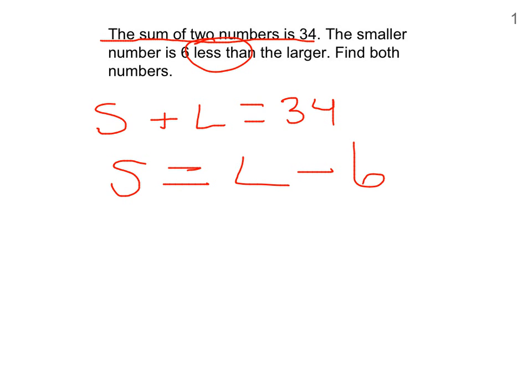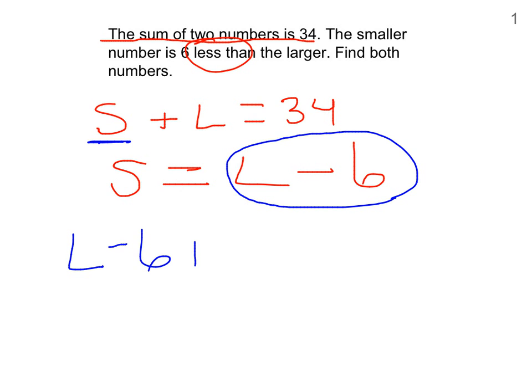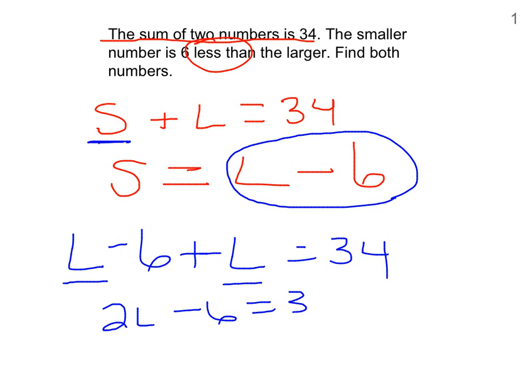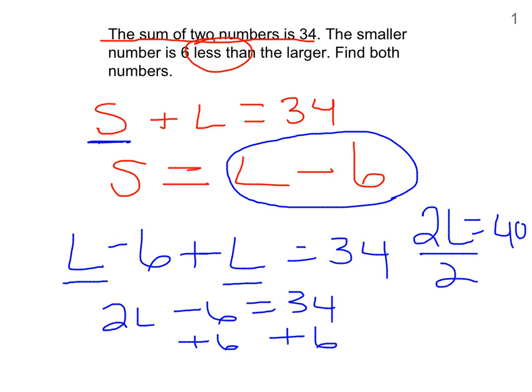And now what you would do is you would take this statement right here, L minus 6, and plug it in for the S in the first equation. So we'd have L minus 6 plus L is equal to 34. Then you just combine like terms, and L plus L is 2L. So we'd have 2L minus 6 is equal to 34. Add 6, and you get 2L is equal to 40. And then you find that L, the larger number, L is 20.